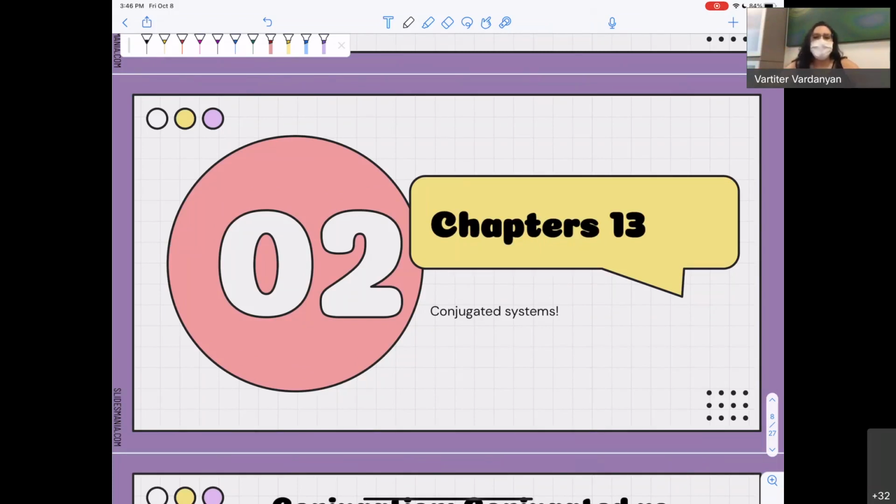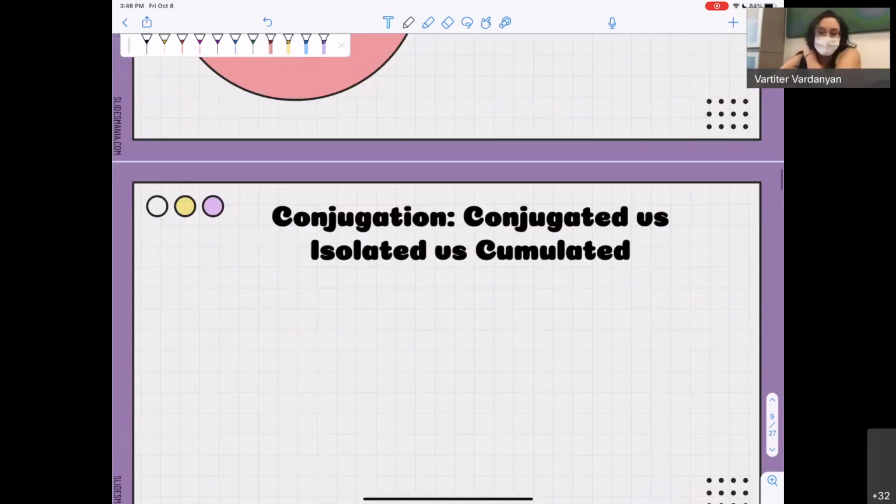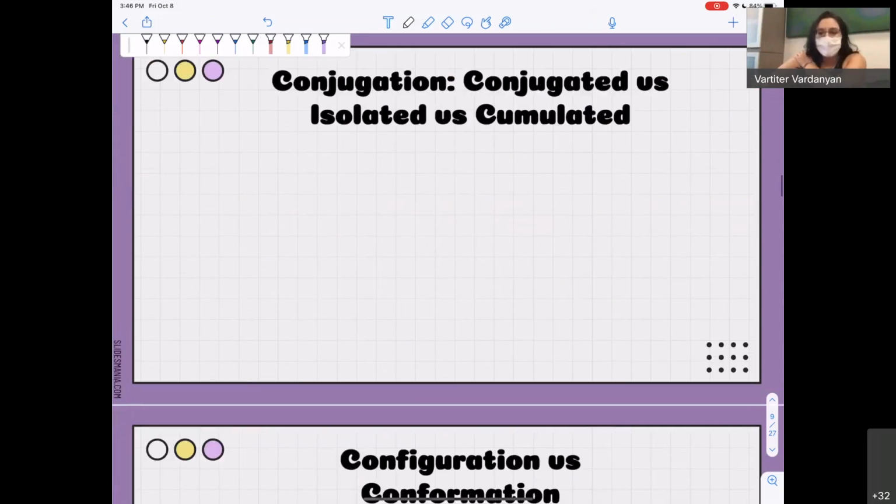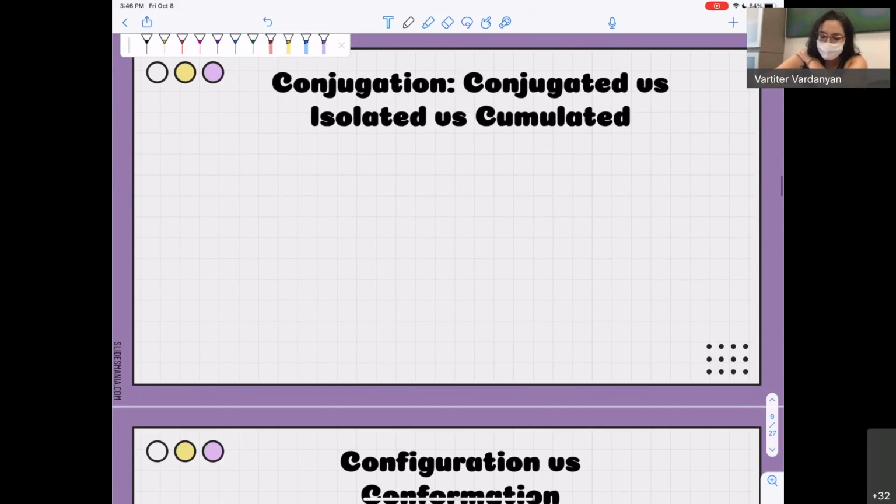Okay, so we're going to start with chapter 13, and chapter 13 is all about conjugated systems. Yay, fun stuff. So the first thing we're going to talk about is what is conjugated versus isolated versus cumulated.